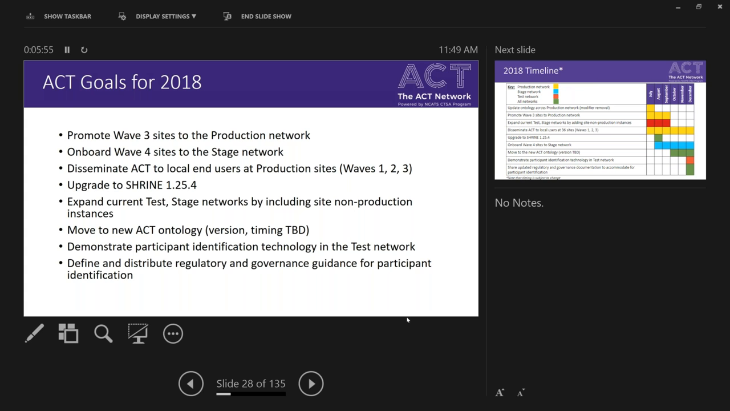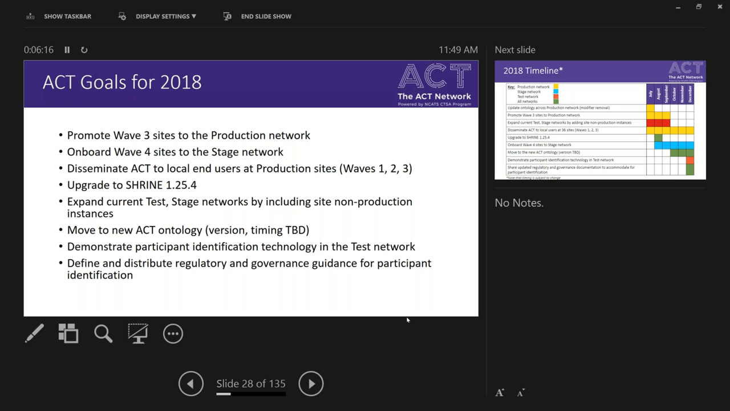So we have a lot of goals in the next 6 months here. We're going to upgrade to Shrine 1.25.4, I believe, is the version we're moving to. This was just rolled out to our test networks or pilot sites the other week. So they've been going through the process of installing it and providing any feedback so we can work out any tweaks before rolling out to staging and production.